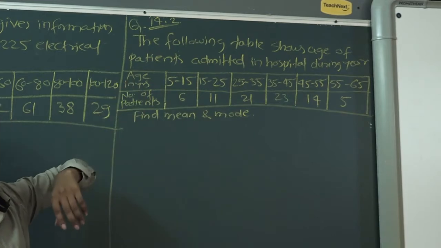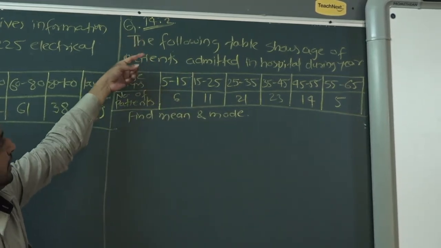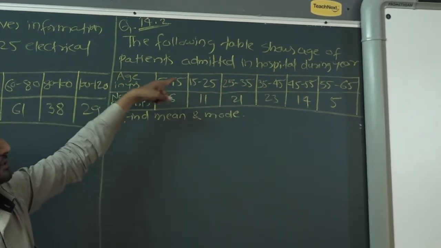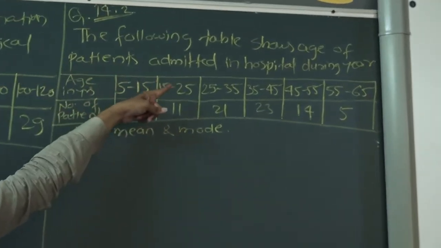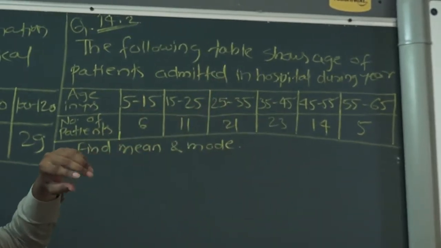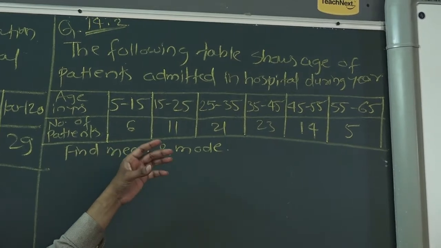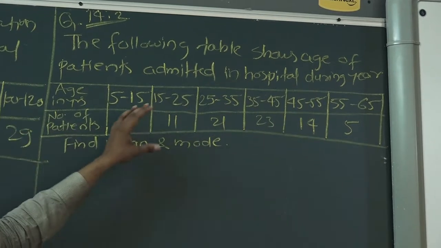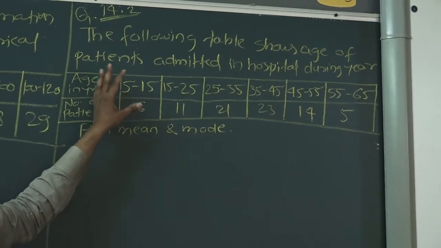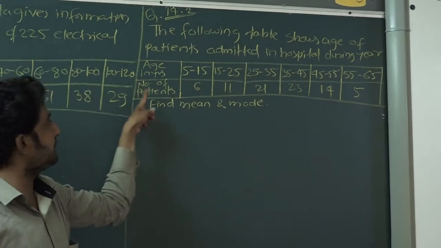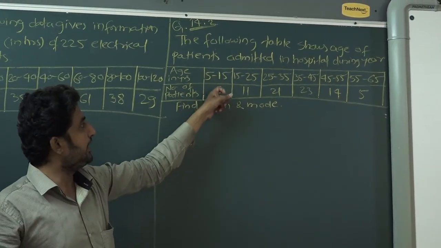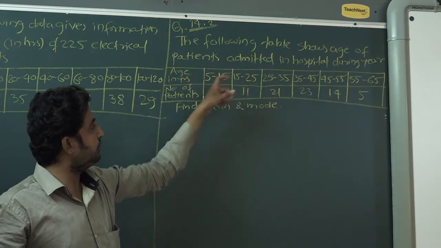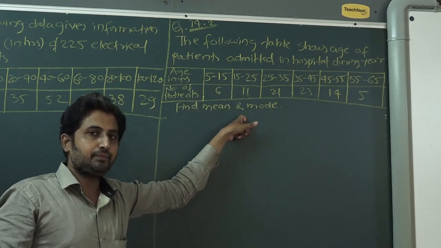Next exercise. Now dear students, here the question is: the following table shows the age of patients admitted in the hospital during the year. One survey is made, and in that survey some statistical data is observed: age and number of patients. They are making age groups and counting the number of patients belonging to that age group. So according to this data, we have to find the mean and the mode.